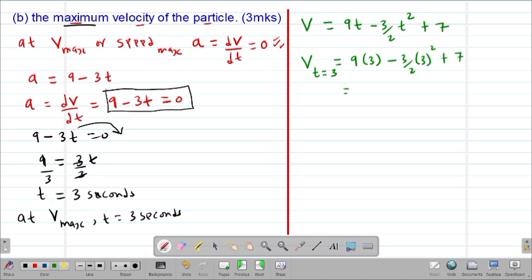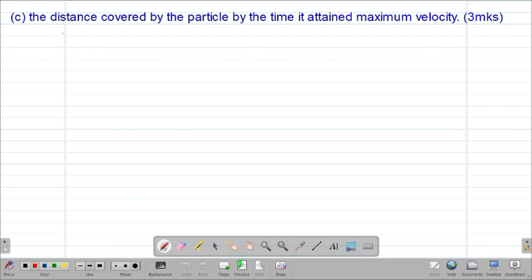So this will be equal to 9 times 3, I'll get 27, then of course minus 3 squared is 9, 9 times 3, I'll still get 27, then of course over 2, then of course plus 7. I feed this on the calculator, 27 minus 27 over 2 plus 7. My calculator will give me 20.5 meters per second. Therefore, the maximum velocity, that is v max, will be equal to 20.5 meters per second.